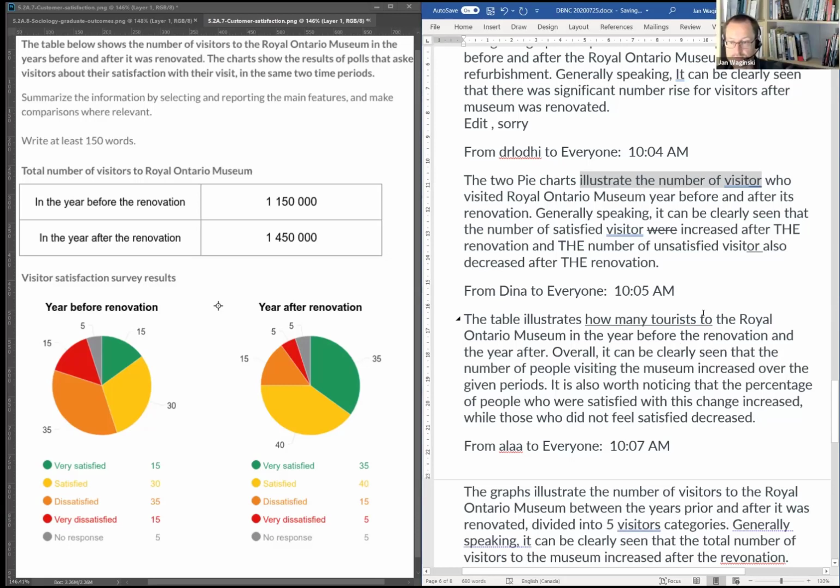Okay, excellent, except for this first part. Table illustrates how many tourists to the Royal Ontario Museum in the year before the renovation and the year after. What's the verb? Table illustrate how many tourists visited, or went to, or just visited.